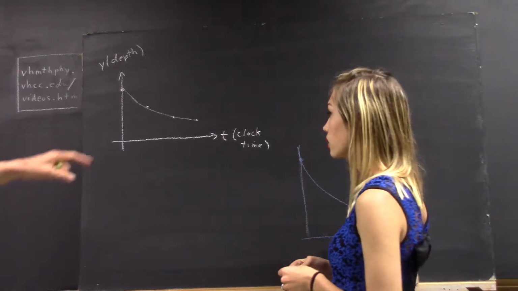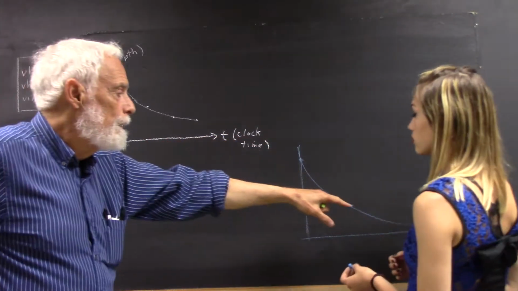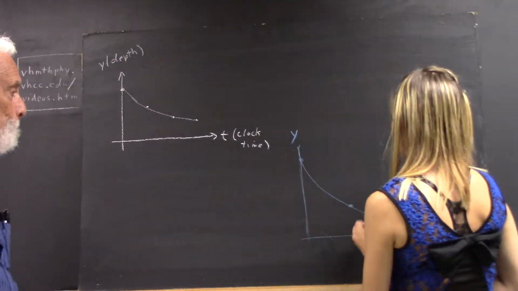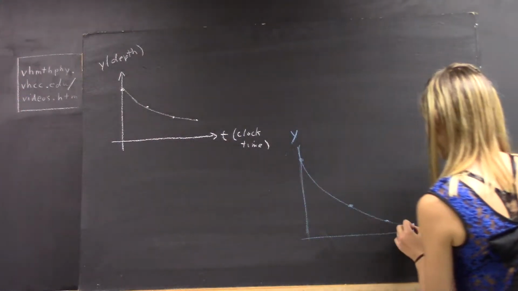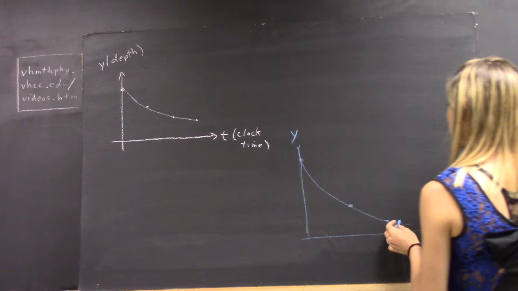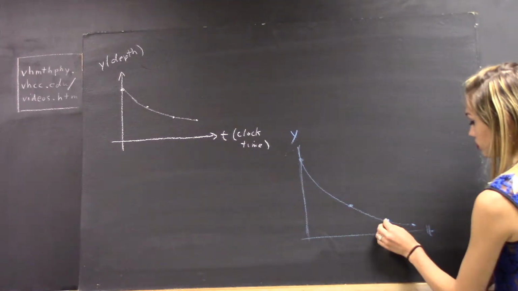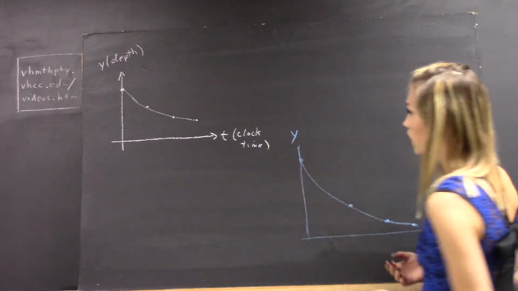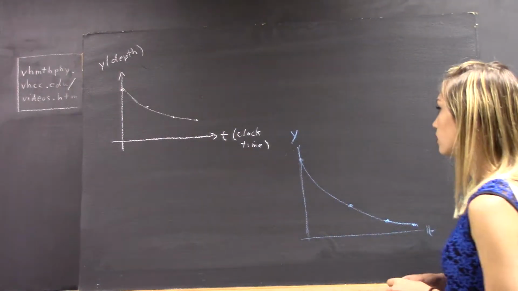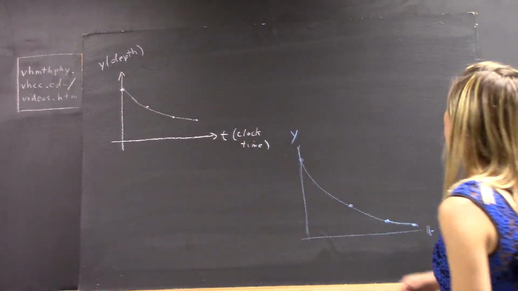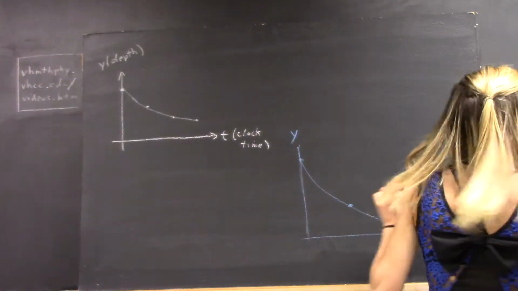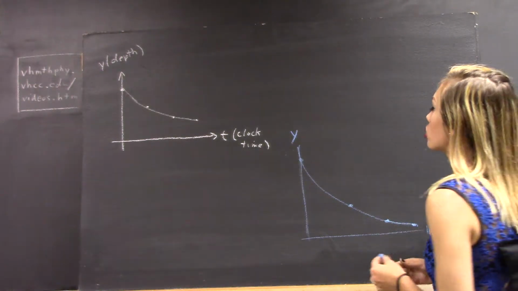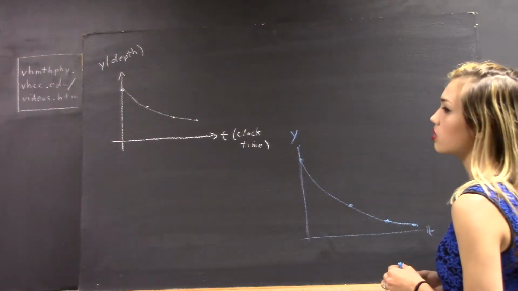So how are the two graphs going to look? If this is the first graph, what's the second graph going to look like? It's going to be flatter. Flatter, not flat. Not flat, because there's still change, but it will be flatter just because it takes longer.